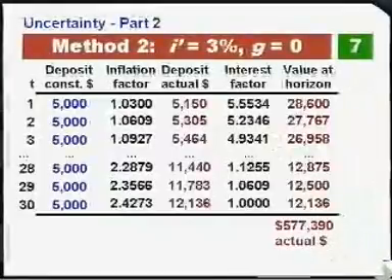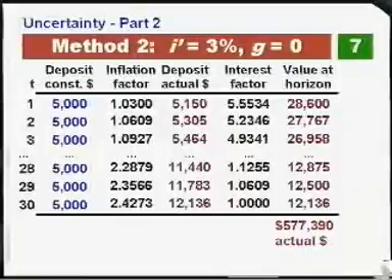That's actual dollars. So if you're able to see this in color, then the blue color represents constant dollars, and the dark red or brown color represents actual dollars. The black columns represent the inflation factors and the interest factors.